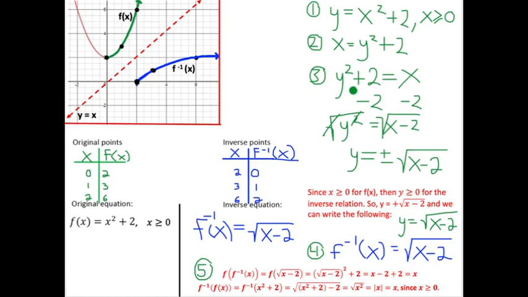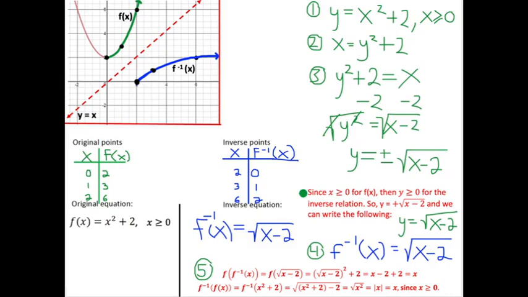I put y squared plus 2 on the left and went through the whole solution process. First, I subtracted 2 from both sides. And then since I was left with y squared, to undo squaring, the inverse operation is square rooting. So I square rooted that side. Well, what I do to one side, I have to do to the other. So I had an x minus 2 on this side, and I square rooted that. And so on the left side, we're left with y equals plus or minus the square root of x minus 2. Now, this is the important part here.